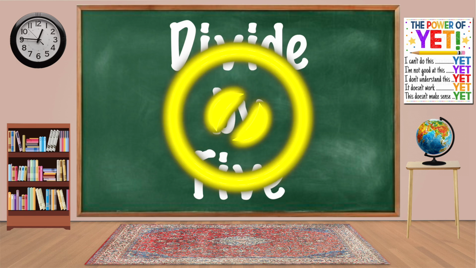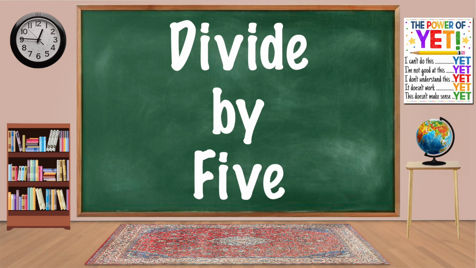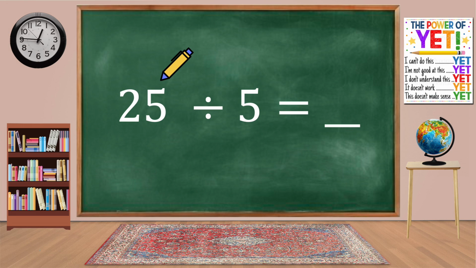Today we're going to learn how to divide by 5. Let's look at a division sentence. 25 divided by 5 equals blank.